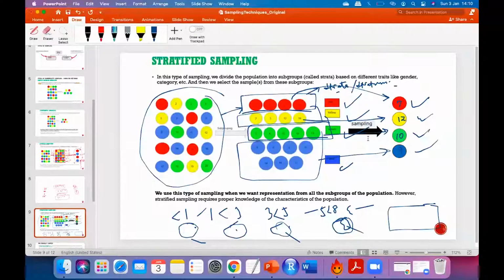Everyone, mark this in your notebook, in your short notes. What is the difference between cluster sampling and stratified sampling? This is the only question that is going to be asked from sampling, if at all they ask.